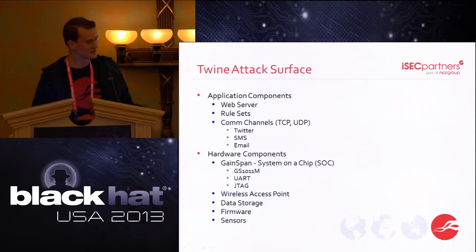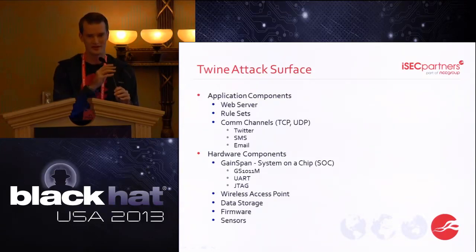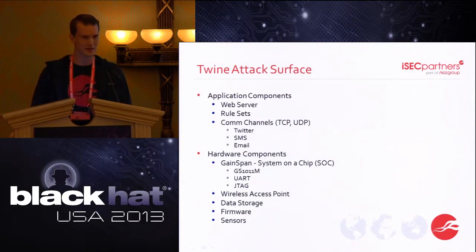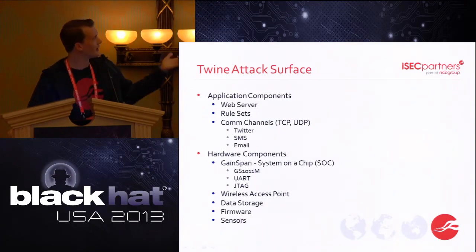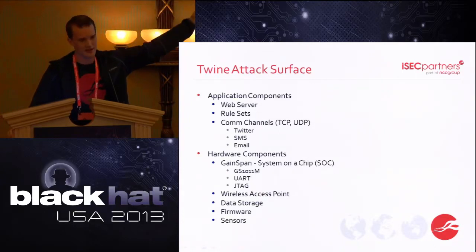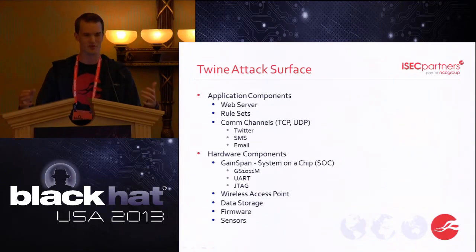As far as the application components go, you have a web server. When you configure Twine, you flip it over, it becomes its own wireless access point, and you can connect to that. Once you've connected to it, it has its own local web server where you will actually set up and configure the device itself. Once it's configured, you flip it back over, it connects to your wireless access point, and then have fun with it, right? As far as the other components go, there are the rule sets, the conditional rule sets that I mentioned earlier, and it's also communicating over TCP and UDP. As far as the hardware components go, you have this GainSpan system on a chip. This is really the brains of Twine itself.